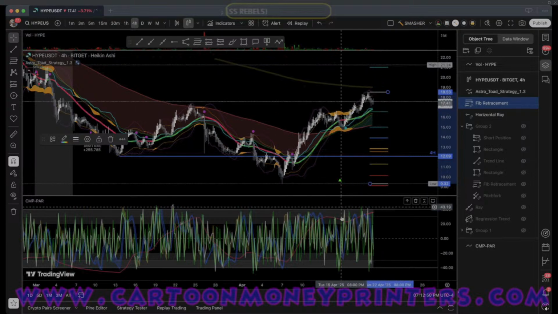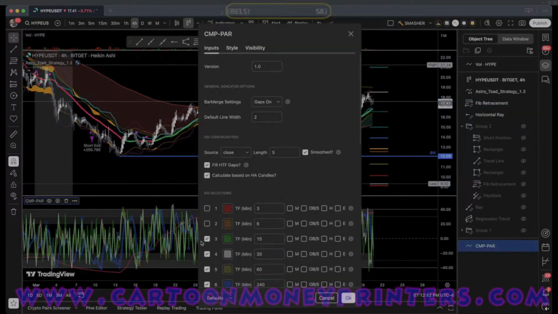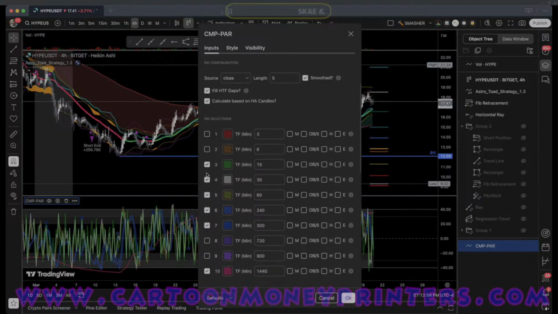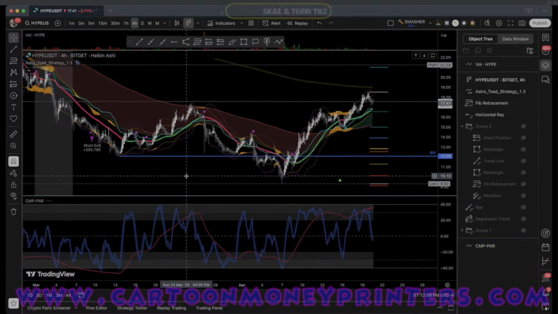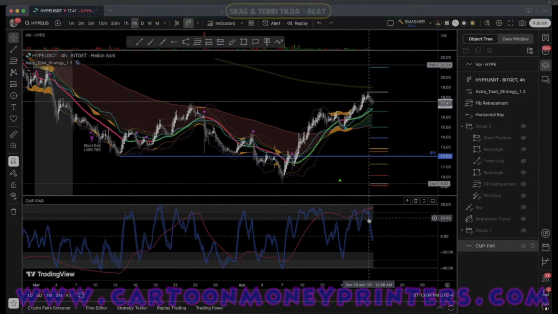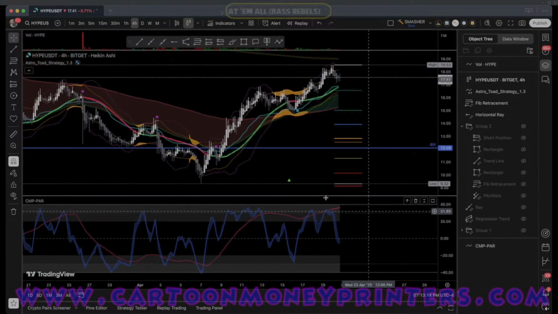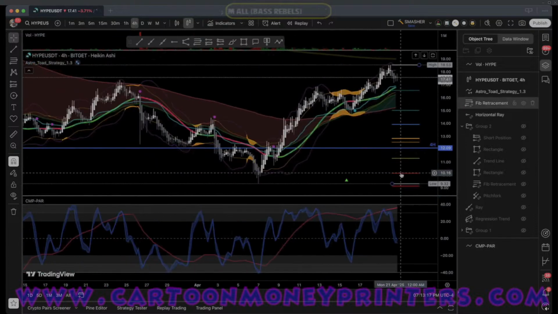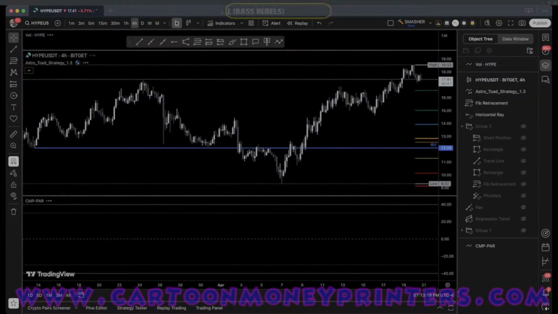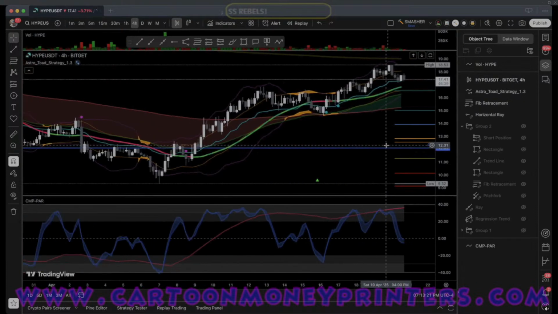But the 1 day, let's hide everything. The 1 day chart has already gotten back up into overbought territory. This is not a bearish divergence on the pink, the 1 day, but it is getting kind of bearish on the 4 hour here. Look at this. Let's switch to regular candles. Yeah, that's a bear div.